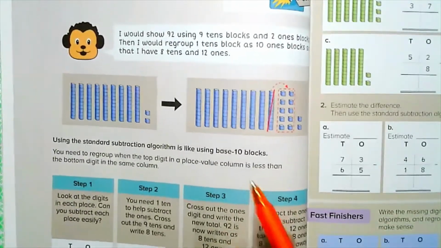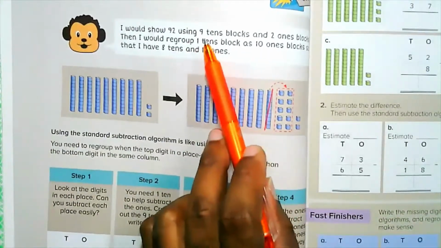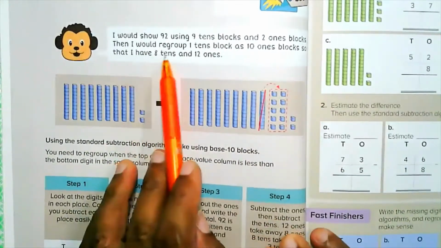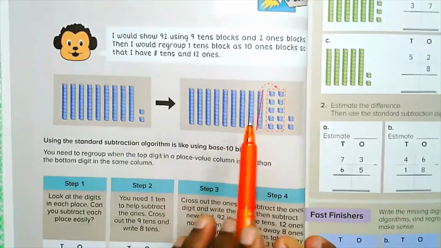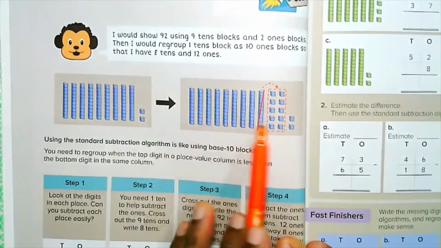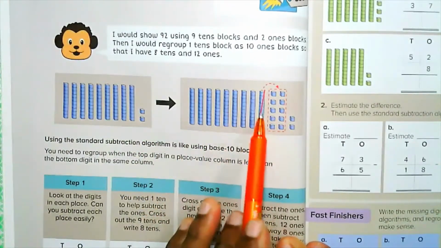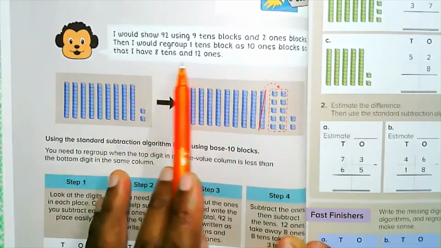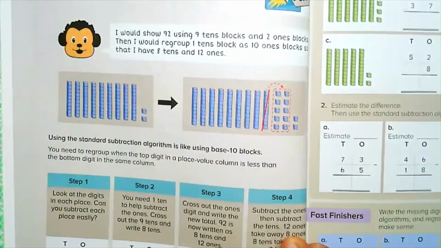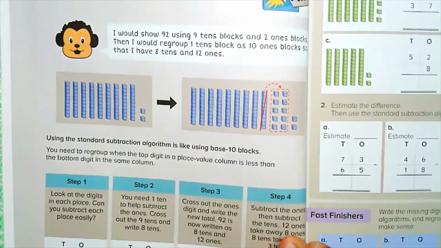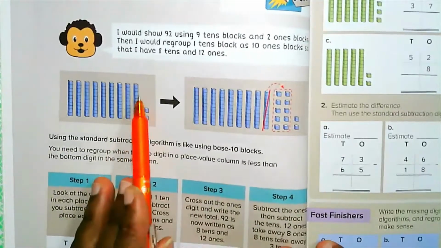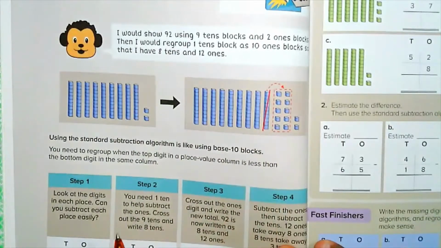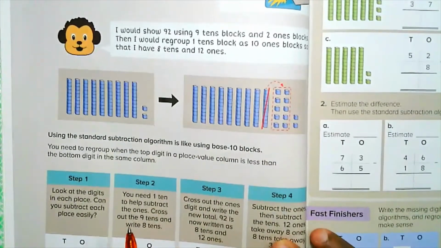Now, this guy said, I would show 92 using 9 tens blocks and 2 ones blocks. Then I would regroup 1 tens block, just like shown on the screen here, as 10 ones blocks, so that I have 8 tens and 12 ones. Yeah, that's very correct. We regroup the 10 block to be 10 ones. And we do this subtraction.